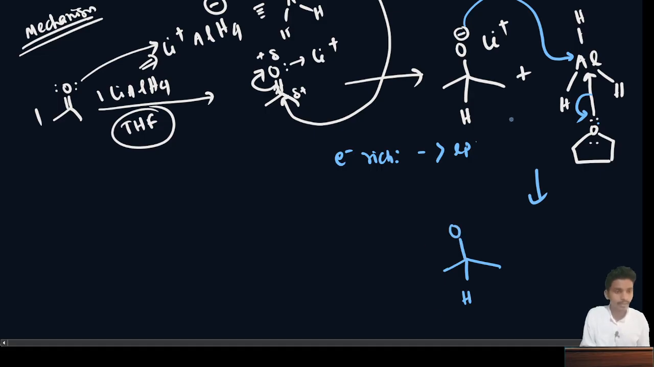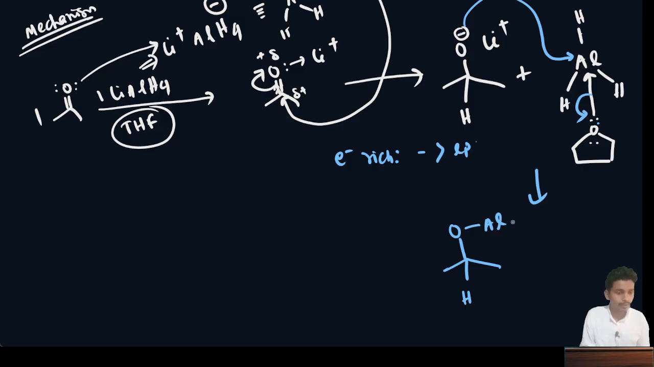So oxygen is attached to aluminum, and here we have three hydrogens, because one hydrogen has already been used. Now this aluminum again gets four bonds, so it again gets a negative charge. If it is negative, this hydrogen is reactive, so it can easily give H minus.